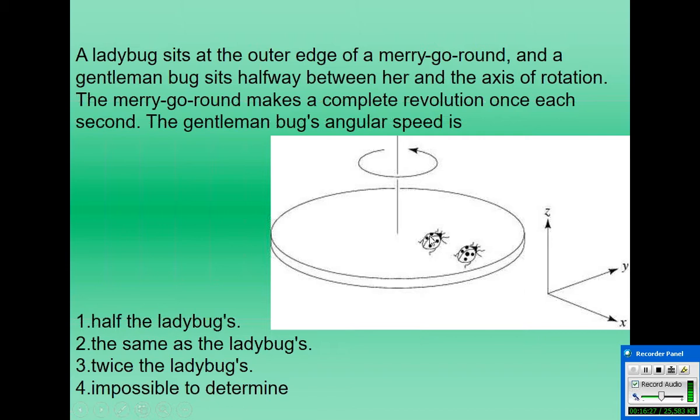What can we say about the gentleman bug, which is the inner bug? What can we say about the angular velocity of the gentleman bug compared to the angular velocity of the ladybug on the outer edge? Is the gentleman bug's angular velocity half the ladybug's? Is it the same as the ladybug's? Is it twice the ladybug's? Or have I not included some significant information? Think about it. Again, don't hesitate to ask at the start of class if you're not certain.